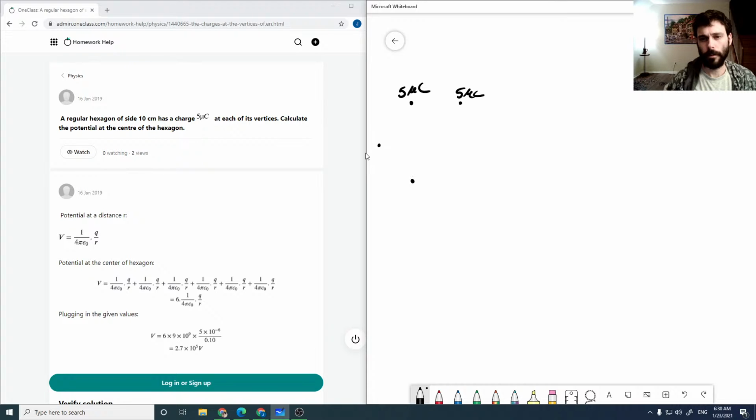See if I can draw this regular hexagon here. So there's a 5 microcoulomb charge, and this side length is 5 centimeters. And it wants the potential at the center of the hexagon.